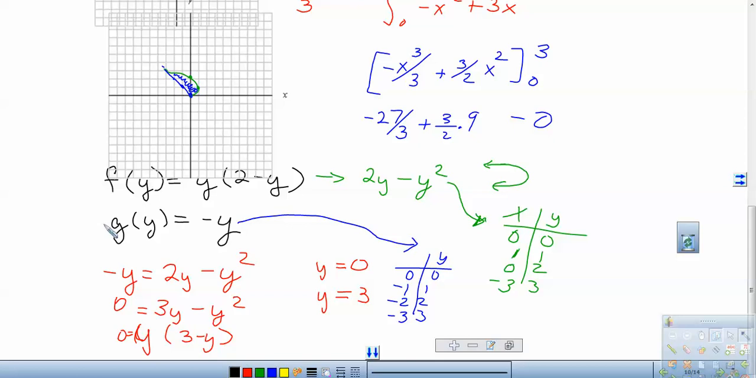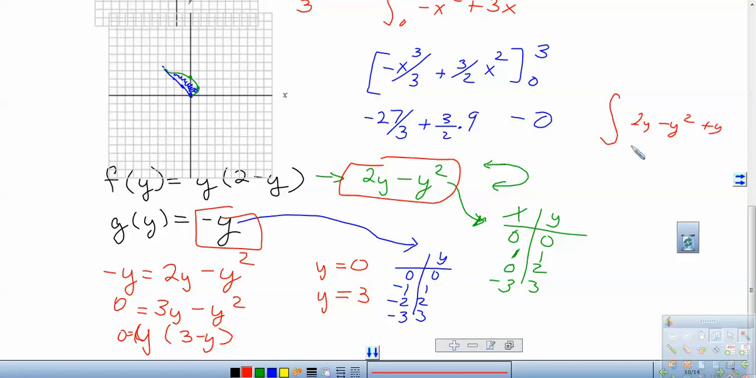Now, when you write the integral for this, it's going to be different. You're in terms of y. So first of all, your top function is the parabola. So this is the top function minus the bottom function. Okay, so you're going to have 2y minus y squared minus negative y, which becomes plus y. So you're going to have the integral of 3y minus y squared.